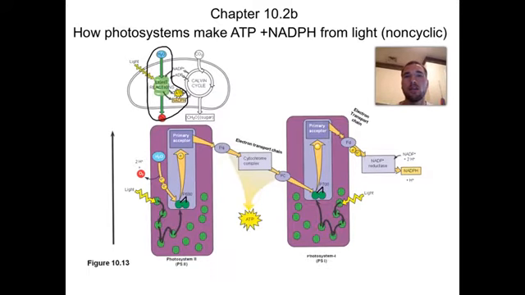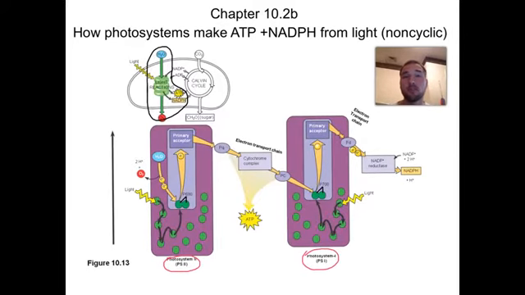And they work together. Their names do not go with the sequence in which they work. Their names have to do with when they were discovered. So photosystem 1 was discovered first, photosystem 2 was discovered second, and basically photosystem 2 is actually what works first, and then photosystem 1 after that, so it's a little confusing.